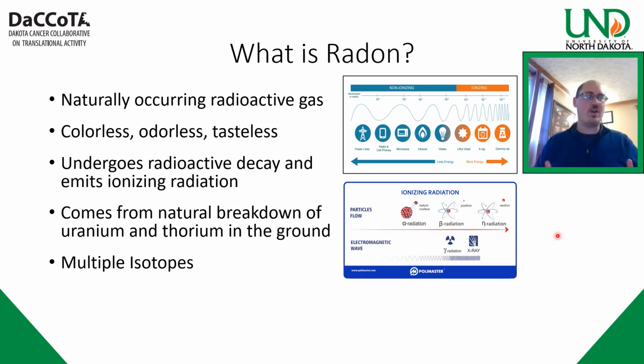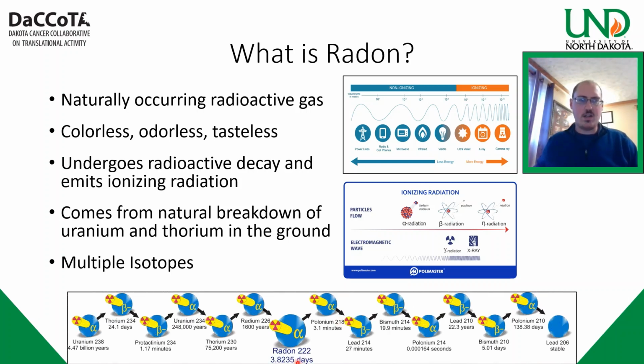Now, radon is radioactive. You might think it's weird or unnatural, but it's actually perfectly natural. It comes from the natural breakdown of uranium and thorium in the ground. There are multiple isotopes. That means different numbers of neutrons, because what makes an element is the atomic number. Radon's is 86, but it can have different numbers of neutrons, giving a total mass number, which is protons plus neutrons. The most common isotope is radon-222.